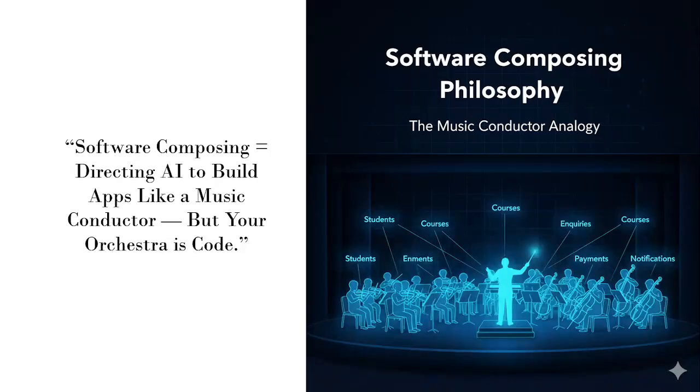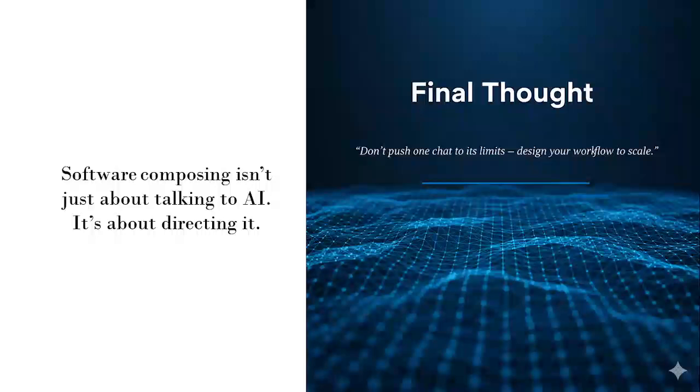Now, what's my final thought on this? Software composing is about talking to AI, it's about directing it. And just like a music conductor keeps every instrument in sync, you, the composer, keep every module in tune by giving it its own scope, its own space, and its own context. That's how we scale AI-driven development, not by pushing the limits of a single chat, but by designing context-aware systems that grow in harmony. That's context modularity, the bridge between modular code and modular intelligence.